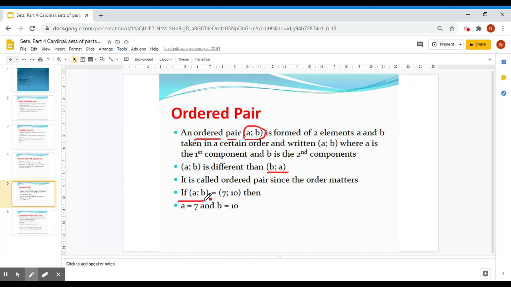So if we have (A, B) equal to (7, 10), it means that A is equal to 7 and B is equal to 10. So we call this an ordered pair, and it reminds us of the coordinates of a point, which is also an ordered pair.